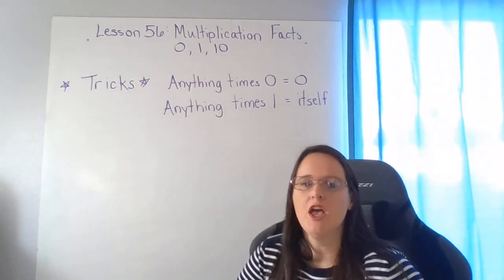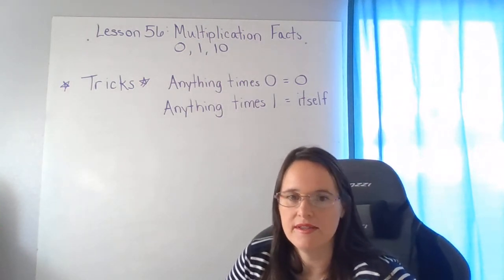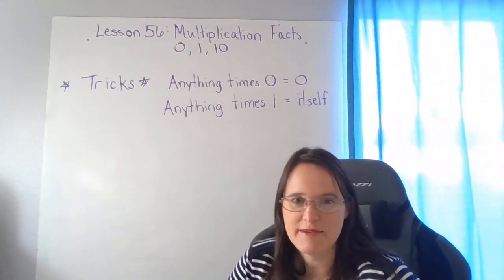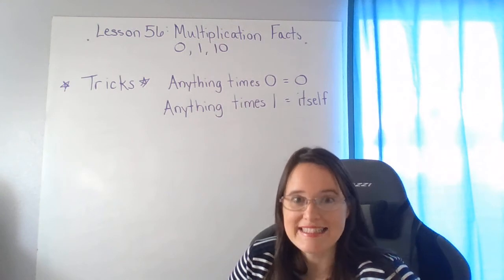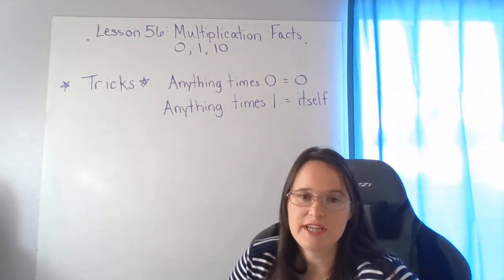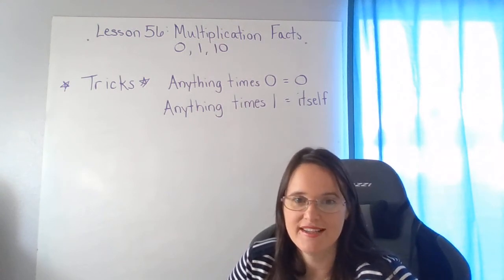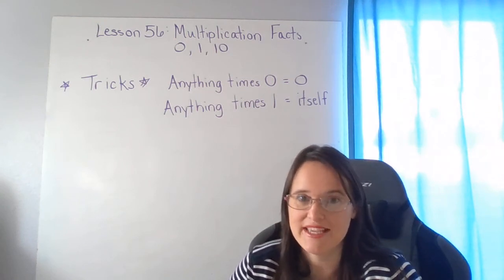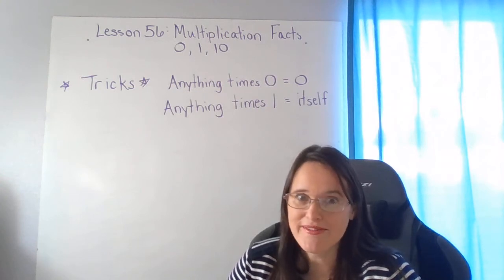Ready? 12 times 0. 0. 16 times 0. 0. 0 times 247. 0. Are you seeing the trick here? The pattern? Anything times 0 is 0.